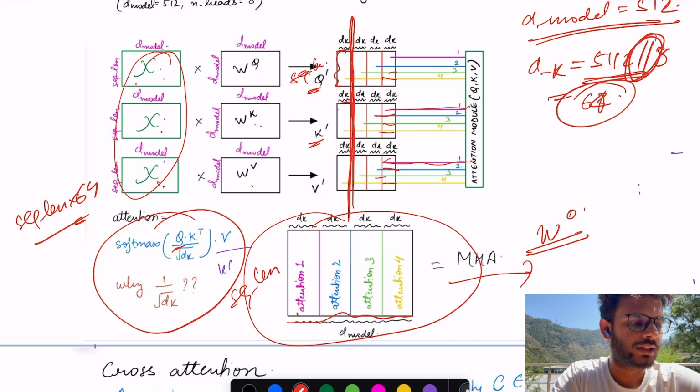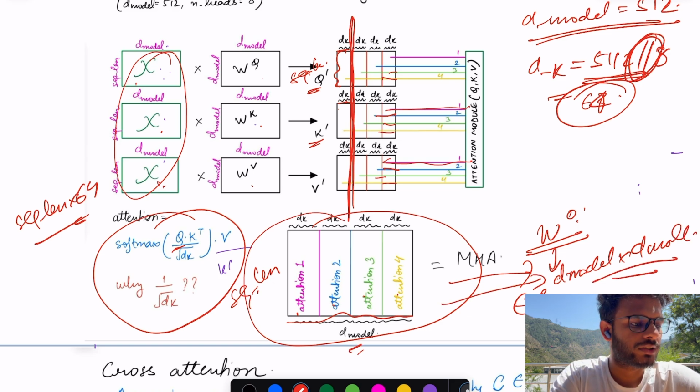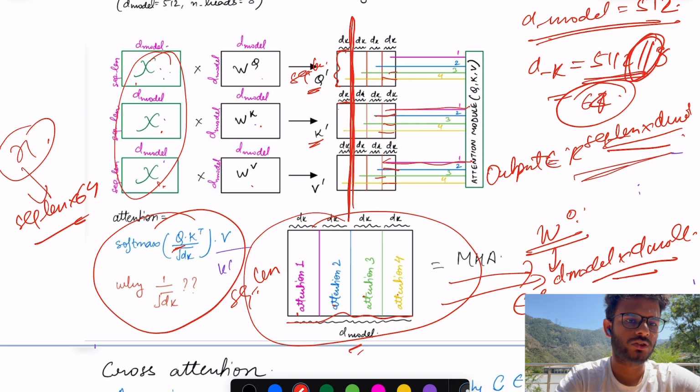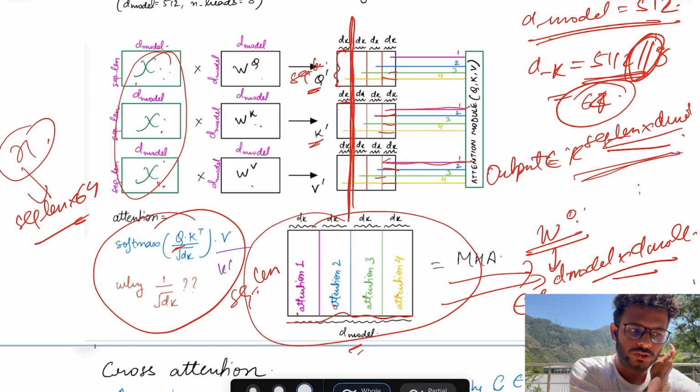Again, this is sequence length, and this entire thing is DK. When you concatenate it, it will become D model. So this WO will turn out to be a matrix that will belong to R, D model cross D model. When you multiply it, this is sequence length cross D model. When you project it using D model cross D model, your output will belong to R sequence length cross D model. So you see the consistency of dimension is maintained. You have an input of sequence length cross D model, and you are getting an output of sequence length cross D model. So that's how multi-headed attention works over here.